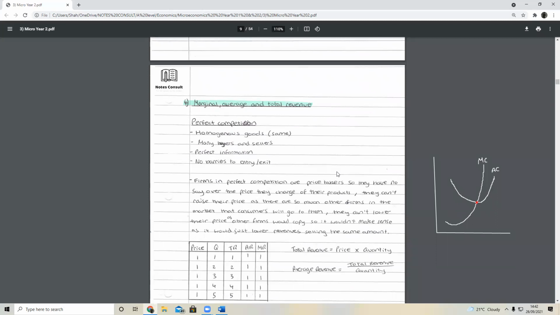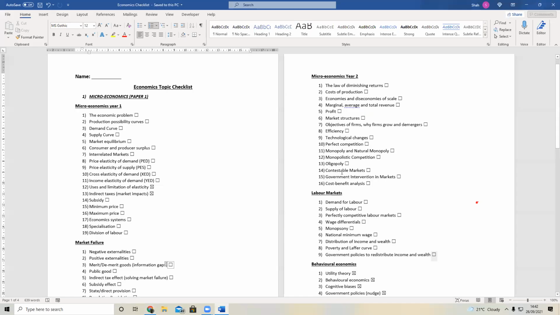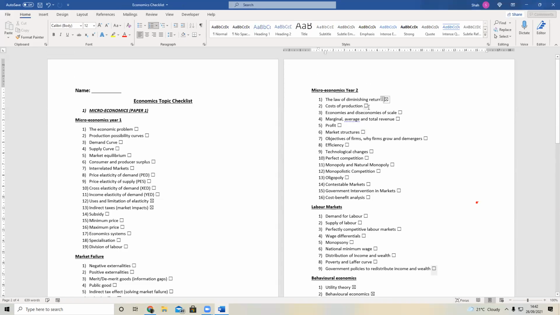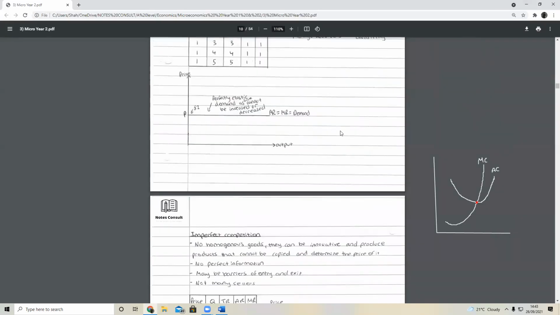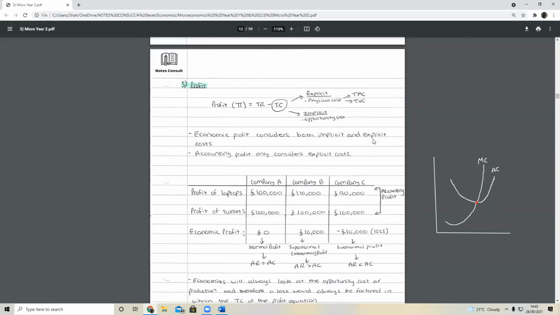So what we've done so far is diminishing returns, cost of production, economies of scale. Now we're going to look at some revenue curves. We looked at some cost curves and we understood what economies of scale is. We're going to look at some revenue curves, then we're going to start to put them together to make up some profit curves and stuff like that. Let's take a look real quick.